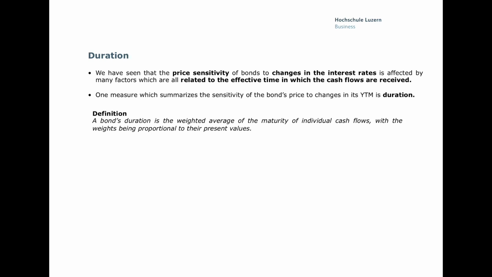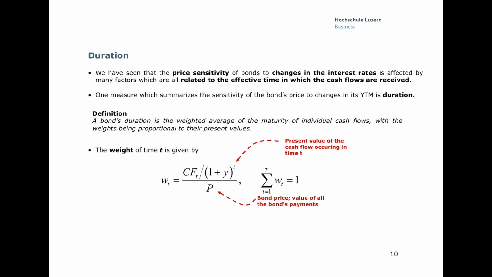their present values. We define the weight Wt associated with the cash flow made at time t, denoted as CFt, as follows. The numerator on the right-hand side of this equation is the present value of the cash flows occurring in time t, where y is the bond yield to maturity. The denominator is the value of all the bond's payments, or simply the bond's price. These weights sum to 1 because the sum of the cash flows discounted at the yield to maturity equals the bond price.